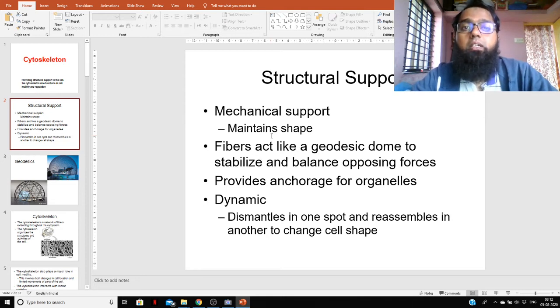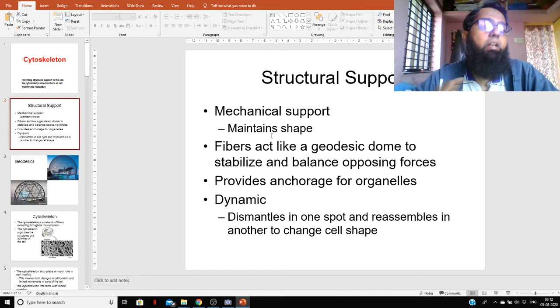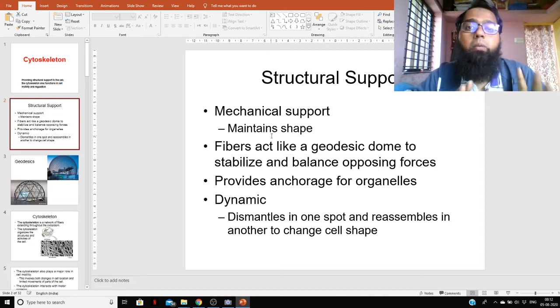Being dynamic means it is able to get dismantled at one spot and reassemble in another to change cell shape. Cytoskeleton might give you an idea that it is a rigid structure, as the skeleton is in our body, but it is not like that. The cytoskeleton is very flexible and very dynamic. That means it is able to undergo assembling and disassembling. For this particular thing, the cytoskeletal structure needs to have a proper protein structure.